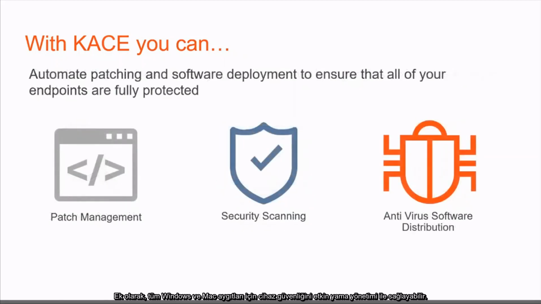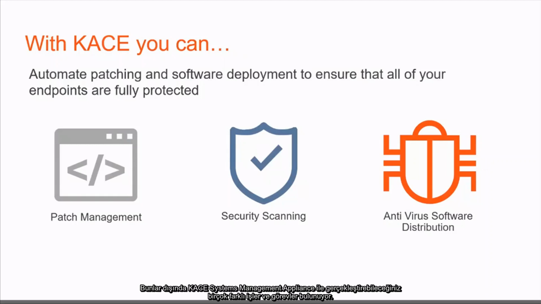Additionally, device security can be performed with active and consistent patch management for all Windows and Mac devices. Third-party patches are also available in the Kace catalog for scheduled installation. Antivirus software can be swiftly deployed to all of your devices connected to the network. And from these activities, reports can be created and distributed to security teams as well as management. There are many other tasks that the Kace Systems Management Appliance offers, but before we jump in, let's talk shop.